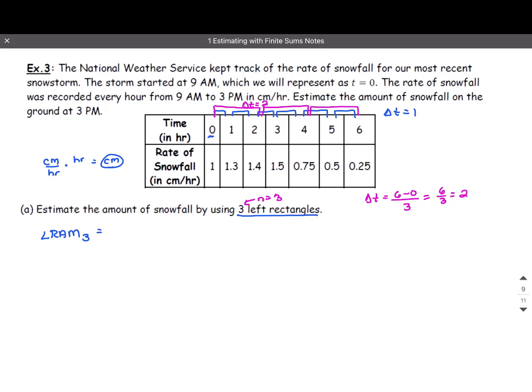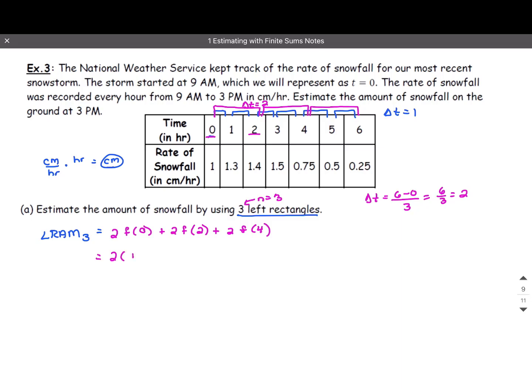So we're going to have an LRAM, our change is 2, but between 0 and 2, 0 is on the left-hand side. Plus, from 2 to 4, the delta t is 2, but between 2 and 4, 2 is on the left. And then from 4 to 6, the change in t is 2, but 4 is on the left, so we do f of 4. Now you can factor out the 2, or you can leave the 2 there. It's totally up to you.